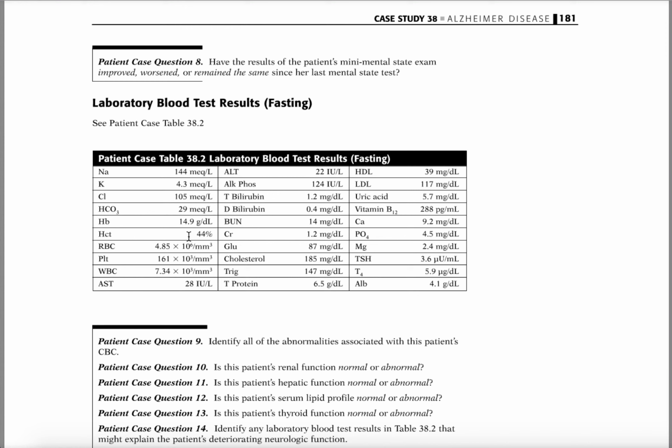Wait, almost done. So you guys can look through that. Enjoy.